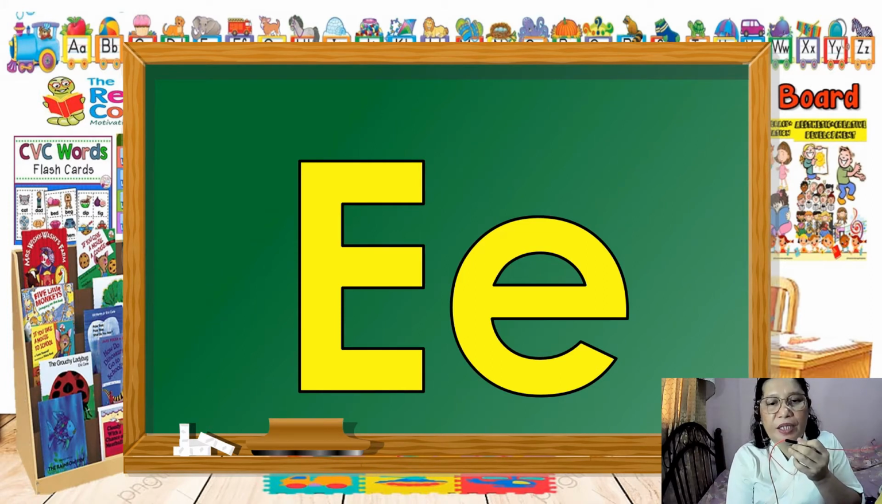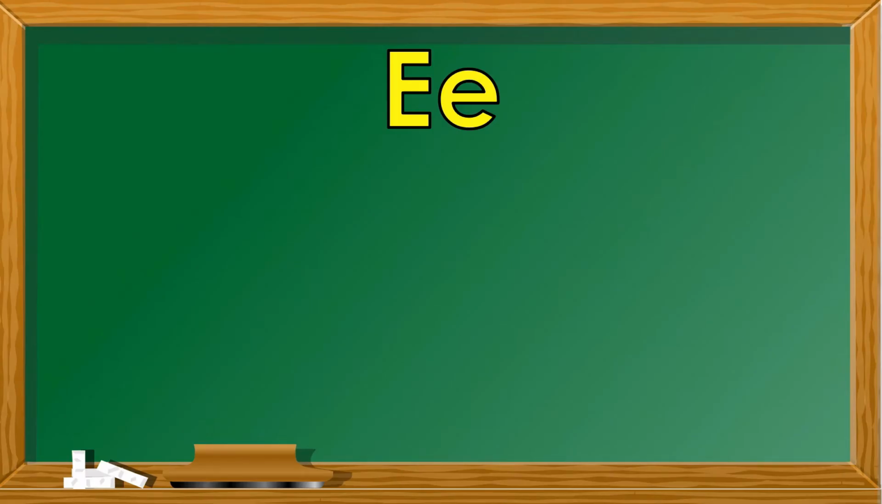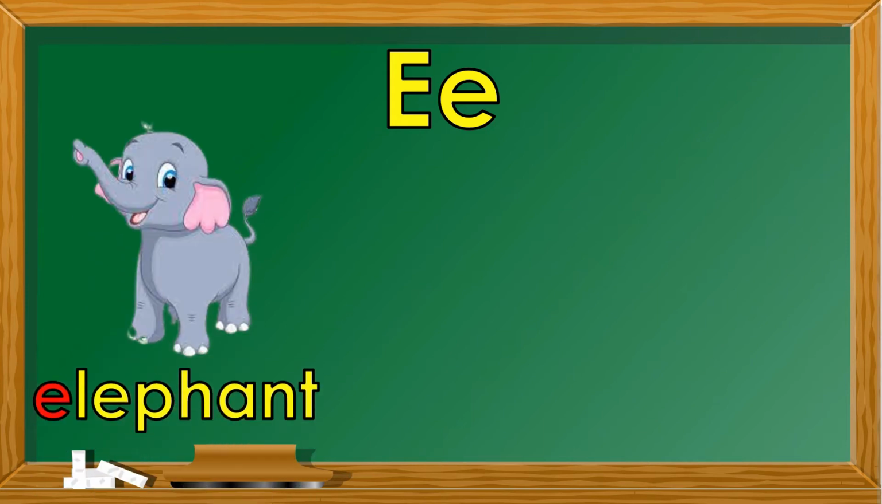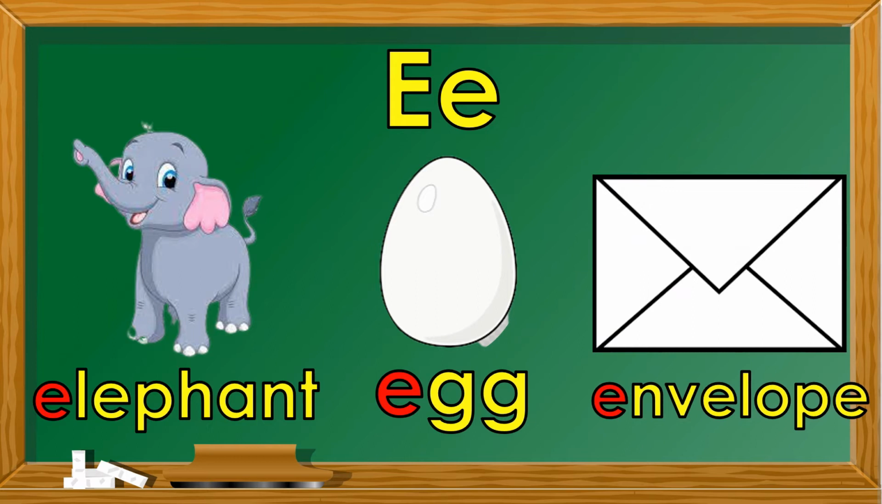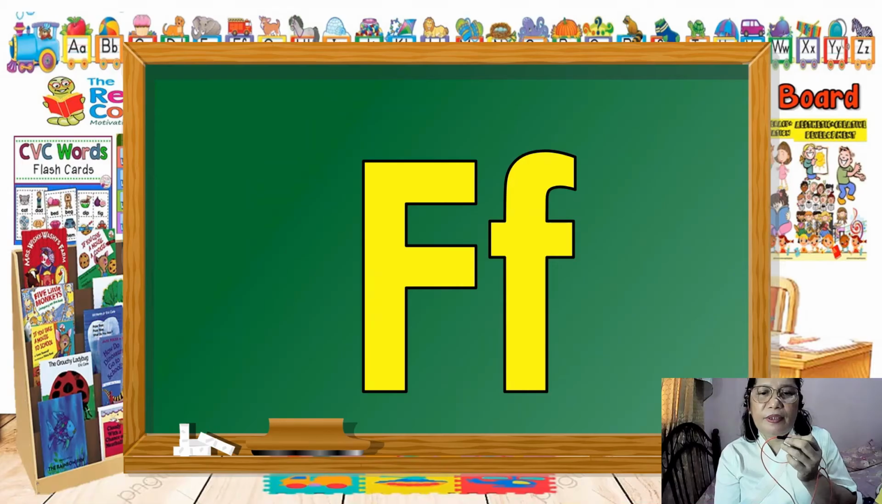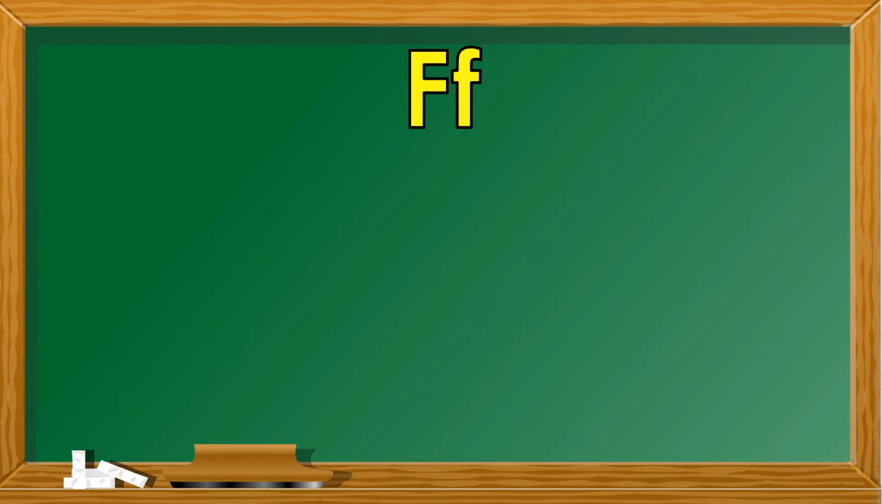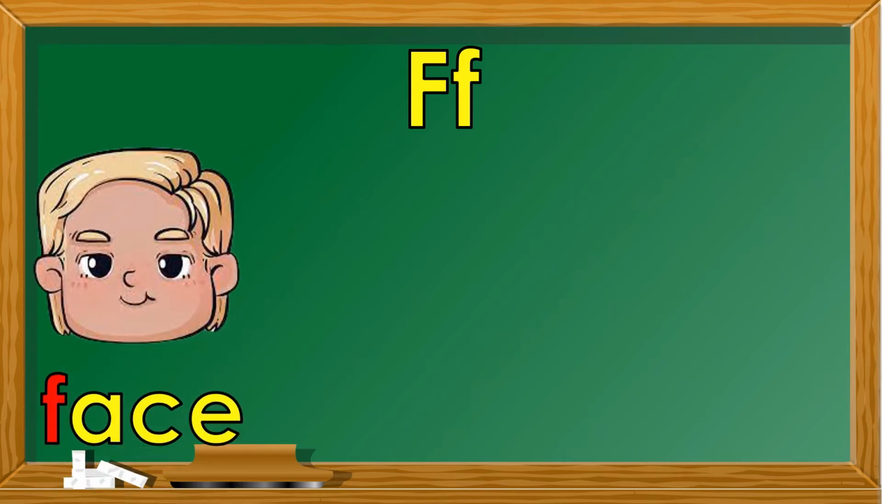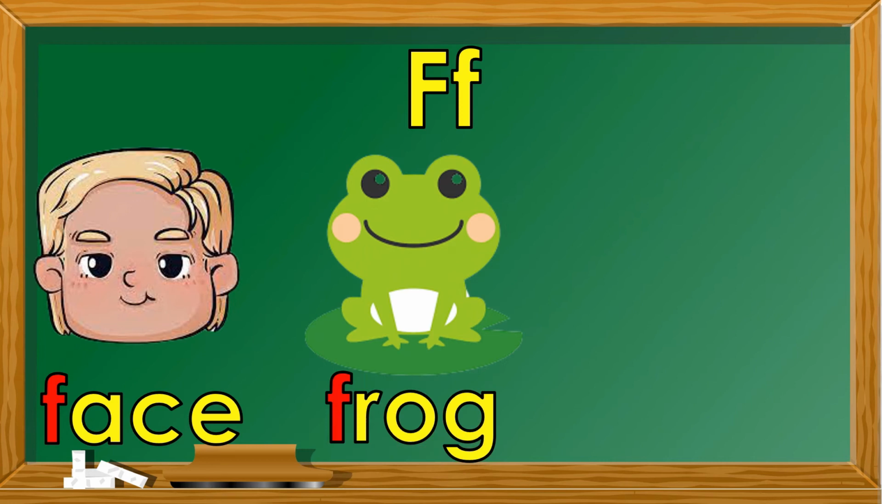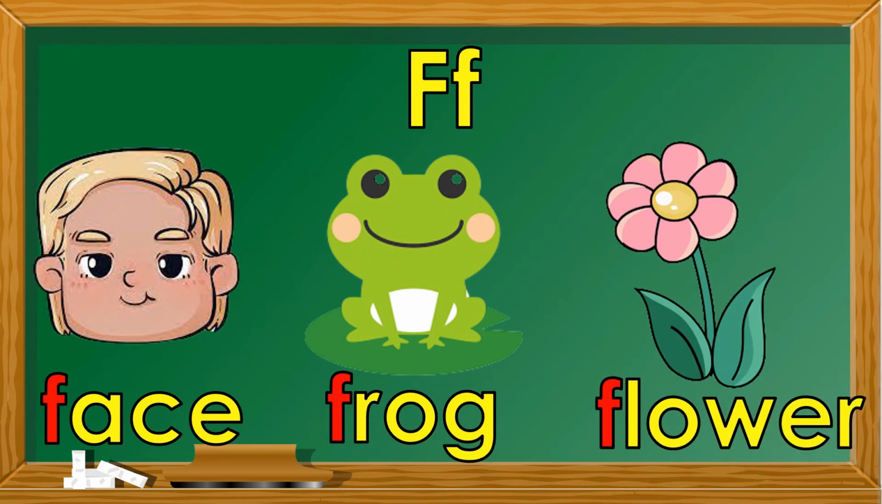Next letter is letter E, having the sound of E. Here are some objects having the initial sound of E. Elephant, egg, envelope. Next letter is letter F, having the sound of F. Here are some examples of letter F. Face, frog, flower.